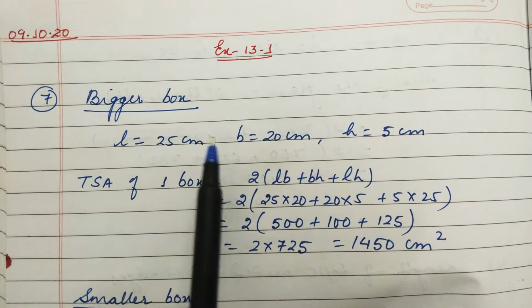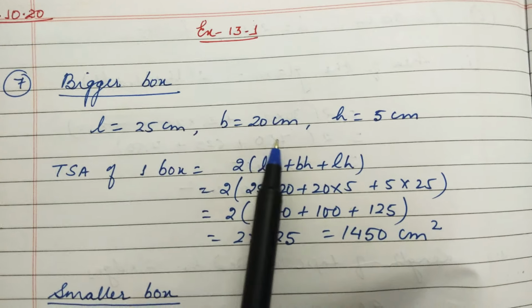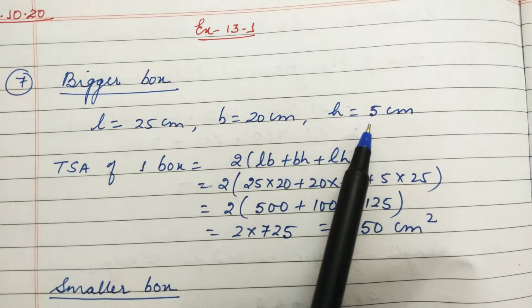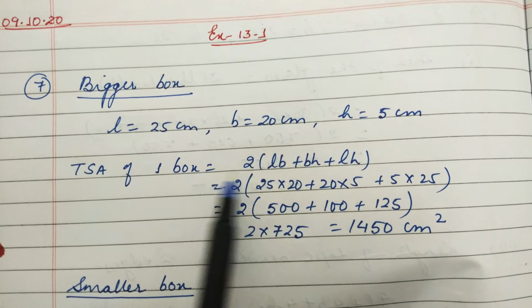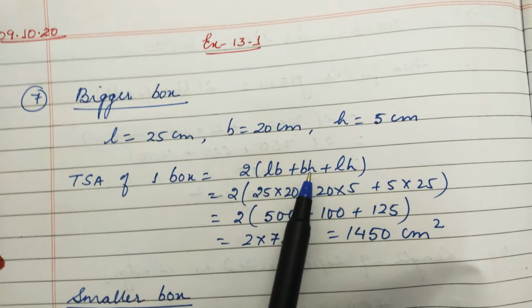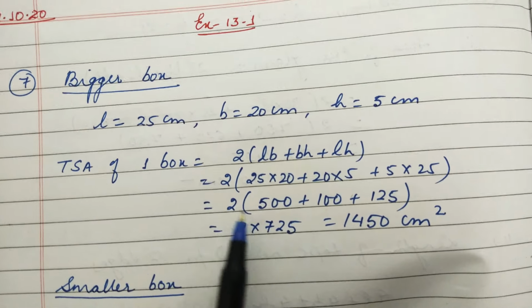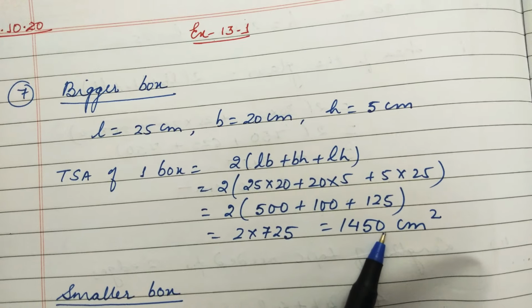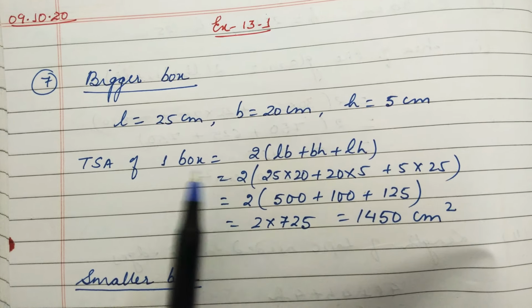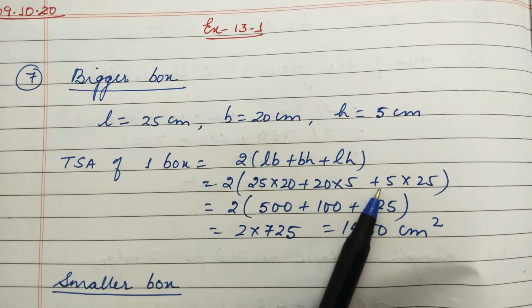So let's see the bigger box. The dimensions given are length equals 25 centimeter, breadth 20 and height 5 centimeter. So the total surface area of one box will be equal to twice (LB plus BH plus LH). So just put the values here. When you put it, you will get it as equal to 1450 centimeter square. Just put the values of L, B and H according to the formula.